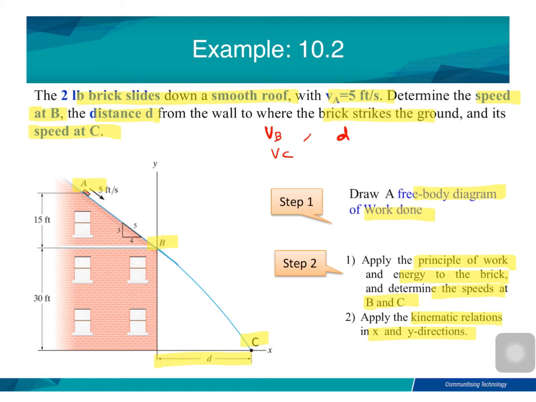Right, so you have two steps here. Step number 1, you need to draw the free body diagram to show the work done. So how many work done do you have here? And then you can apply the principle of work energy to determine the speed at B and C. So you make point A to B, point B to C, right? So you can have A to B as 1 to 2, like that, and then you can apply the kinematic relation to determine the distance D here.